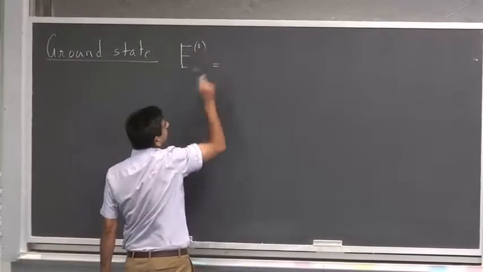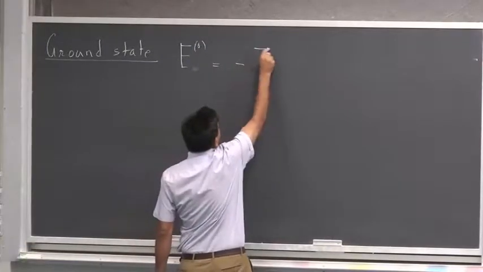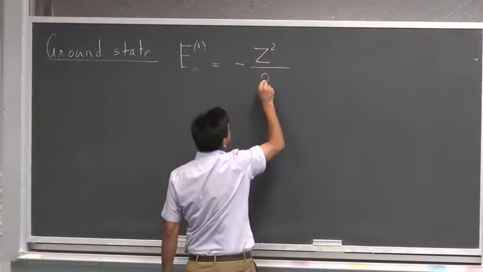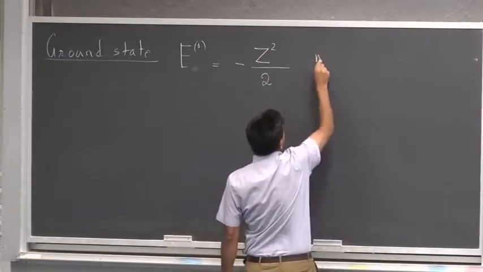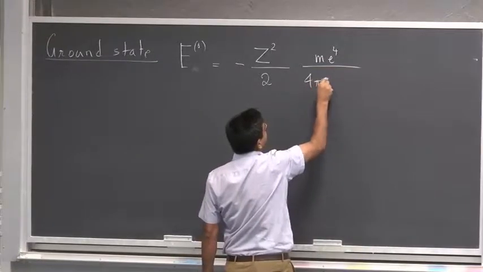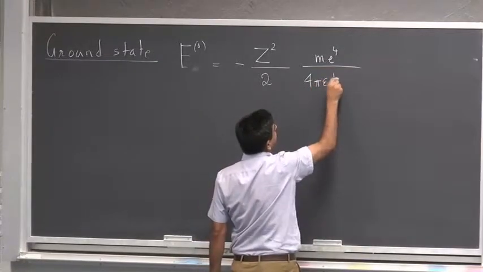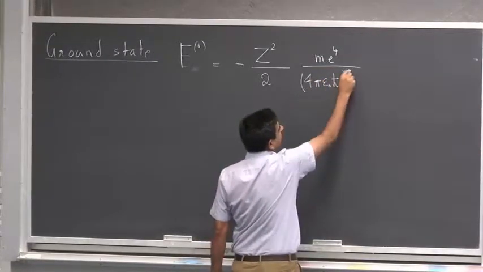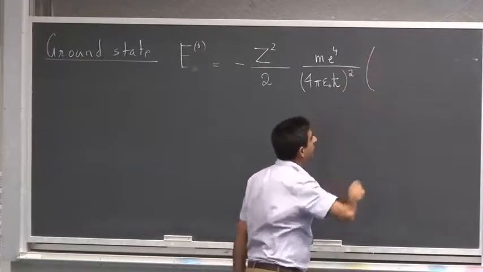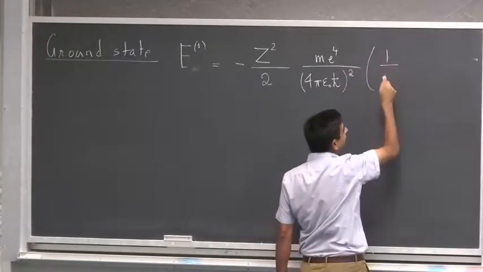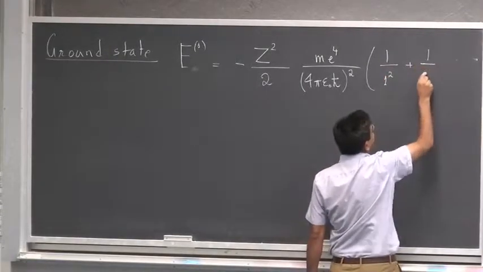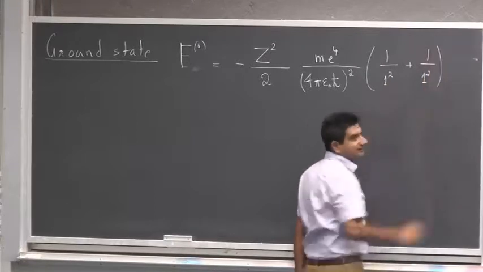given by minus Z squared over 2 m e^4 over (4 pi epsilon naught h bar) squared, times 1 over n squared. Now n is 1 and we have 2 electrons. For the other electron, n is also 1. So this is the ground state energy.